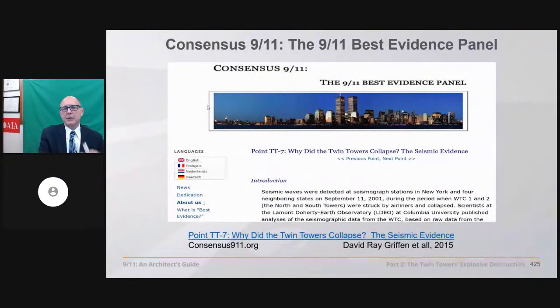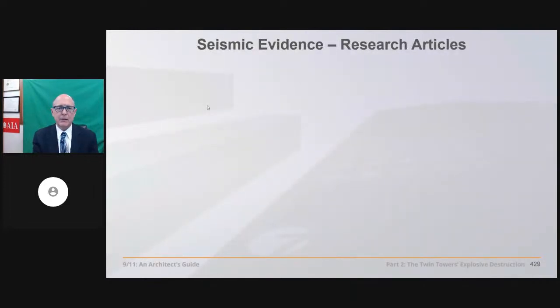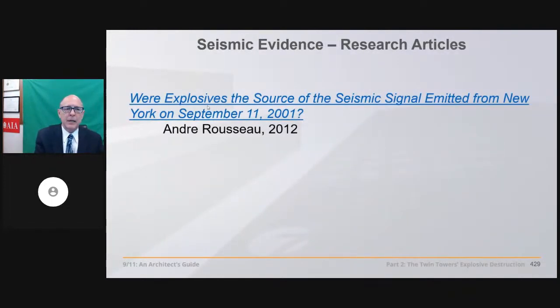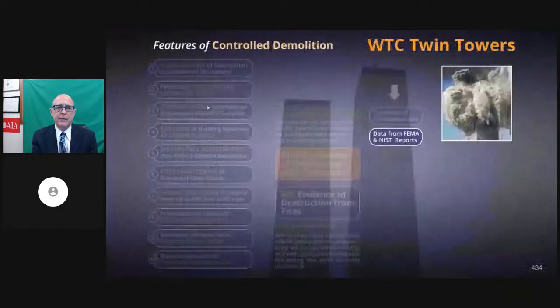Now, this seismic evidence is summarized quite nicely on the Consensus 9/11, the best evidence panel. Just Google Consensus 9/11, the work of Elizabeth Woodworth and David Ray Griffin. This is point TT7. Why did the Twin Towers collapse? The seismic evidence. Very different than the structure that collapsed, by the way, at the Seattle Kingdom. Some people confuse these. It's quite a mistake to confuse these apples and oranges. Do the research yourself. I encourage you. I provide all the information here.